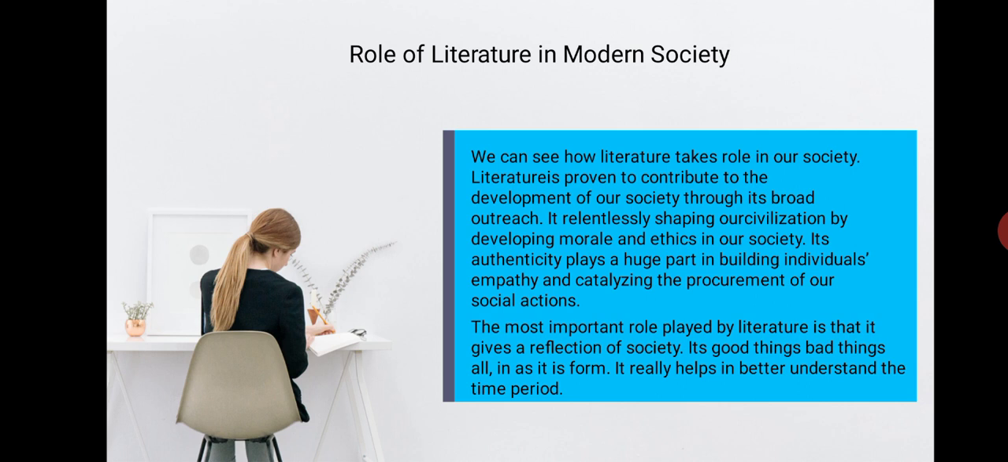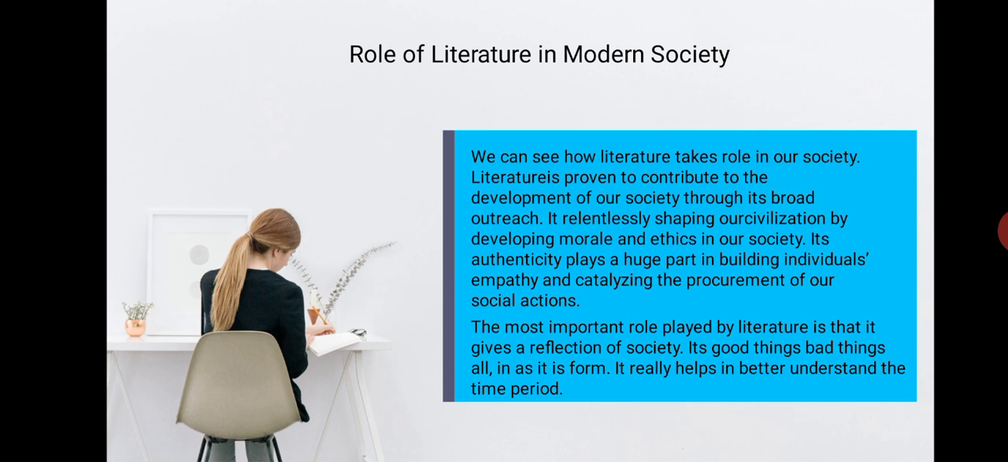It is relentlessly shaping our civilization by developing morals and ethics in our society. Its authenticity plays a huge part in building individuals' empathy and catalyzing the procurement of our social actions.